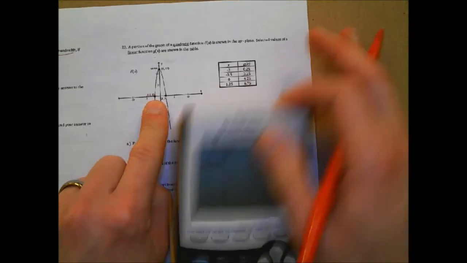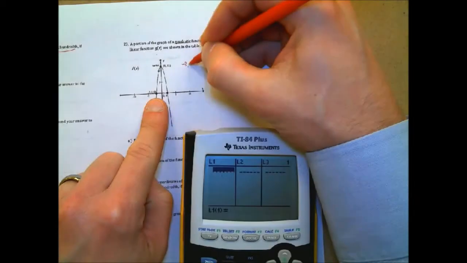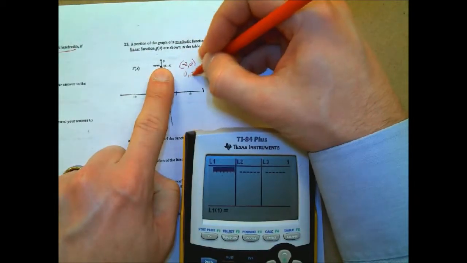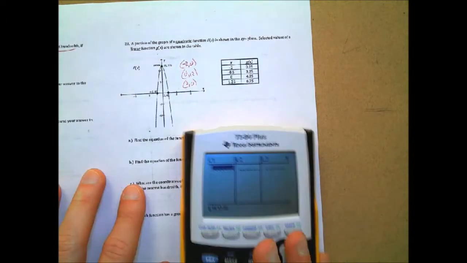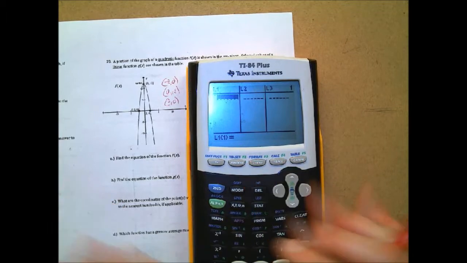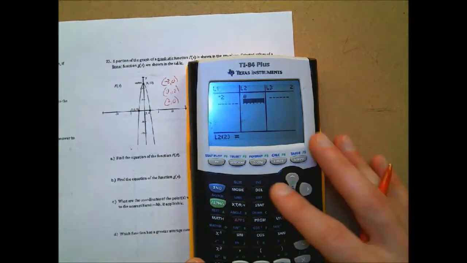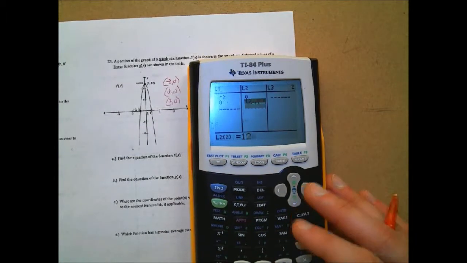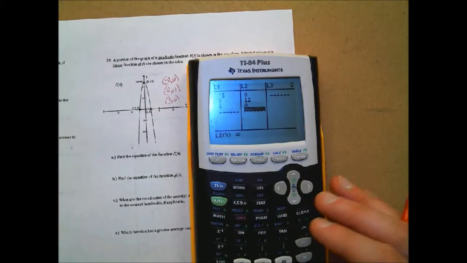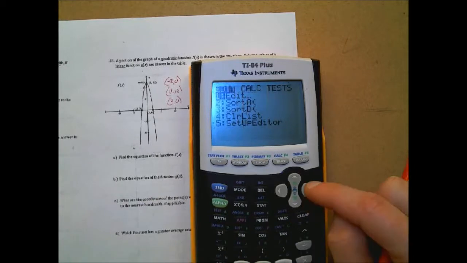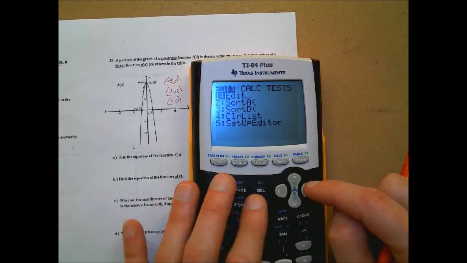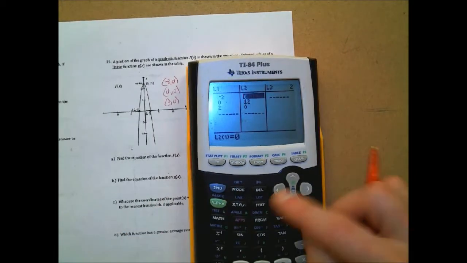Okay, we've got 3 points. We've got -2, 0, we've got 0, 12, and we have 2, 0. I'm going to put those into my graphing calculator here. So -2 and then 0, 0 and then 12, and then 2 and 0. Okay, those 3 points. Then I'm going to press stat again. So again, stat edit, that was where you put the points in. Then stat again over to calc.